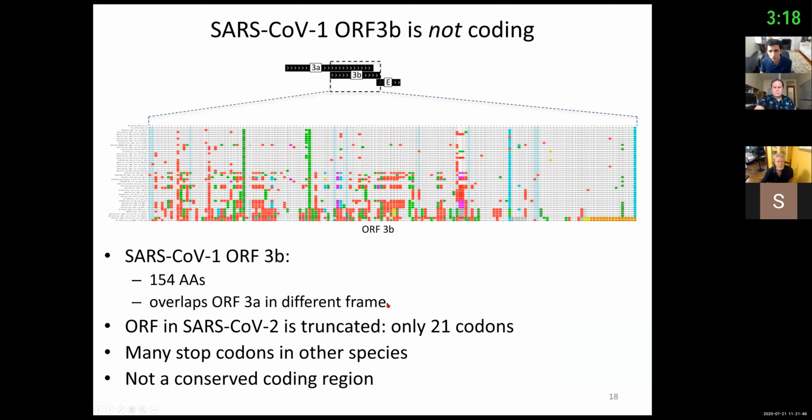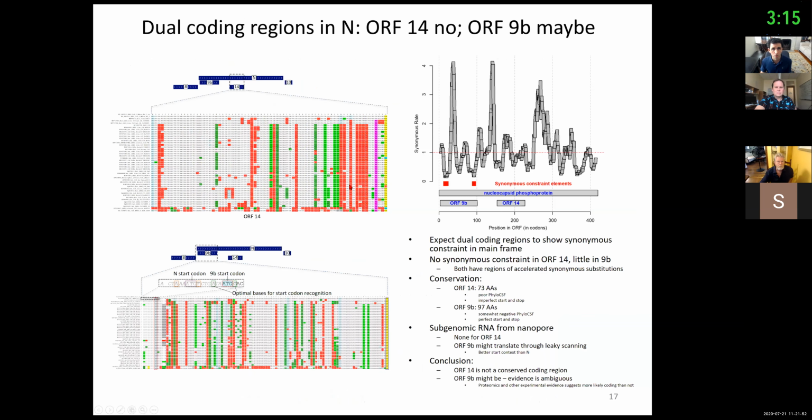So we then turn our attention to the dual protein coding regions. If you look within the nucleocapsid ORF, there are 2 proposed overlapping ORFs, 9B and 14. 14 looks really terrible. It's unlikely to be real, and it has no synonymous constraint. So we believe that 14 is not a protein coding gene. And then ORF9B actually does show some signal of conservation. It does show some overlapping constraint. So we believe that 9B is ambiguous, but more likely to be real than not real. Whereas 14 is quite unambiguously not protein coding.